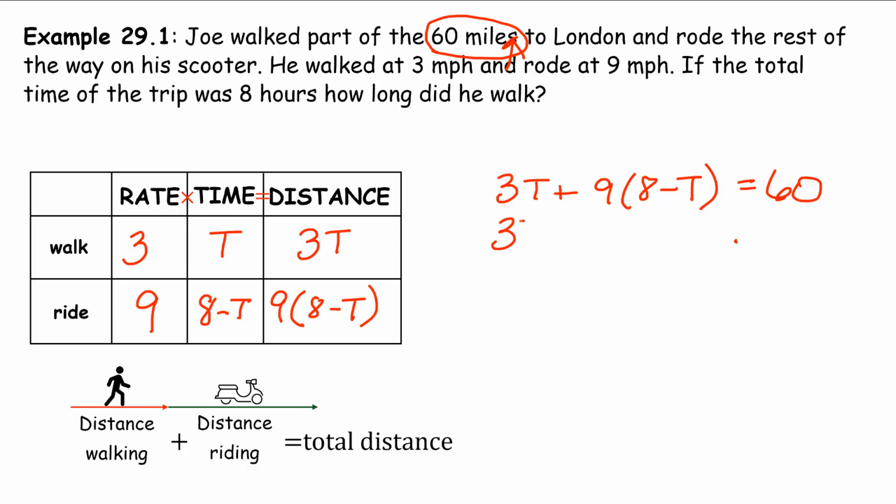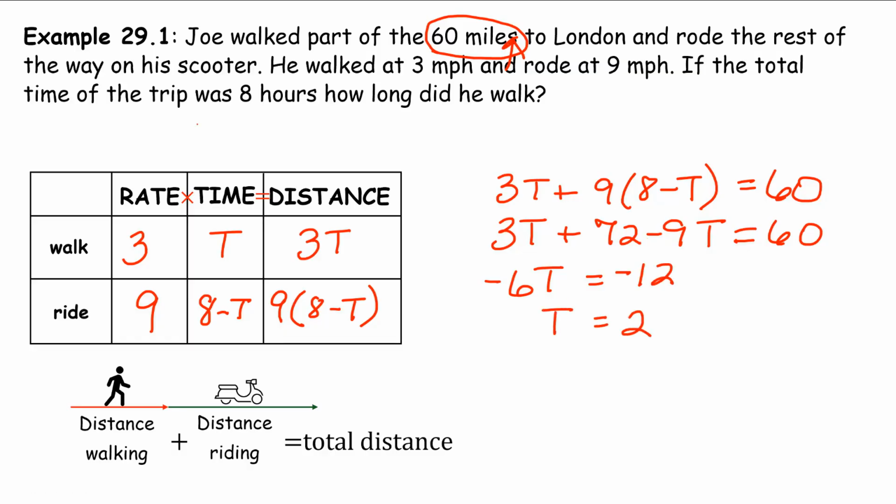So just multiply it out. 3t plus 72 minus 9t is equal to 60. 3t minus 9t is negative 6t. And then if we subtract 72 on both sides, we have negative 12. So the time is 2, and that is his time walking, because that's where that is in the chart. So how long did he walk? That's exactly what they just asked us, so that's all we need to know. T is 2 hours.